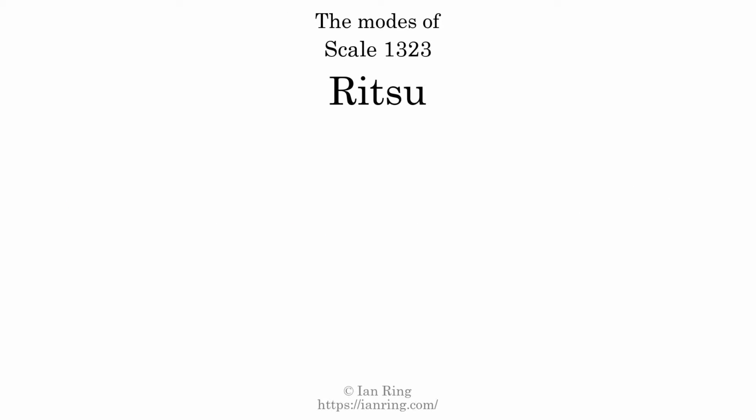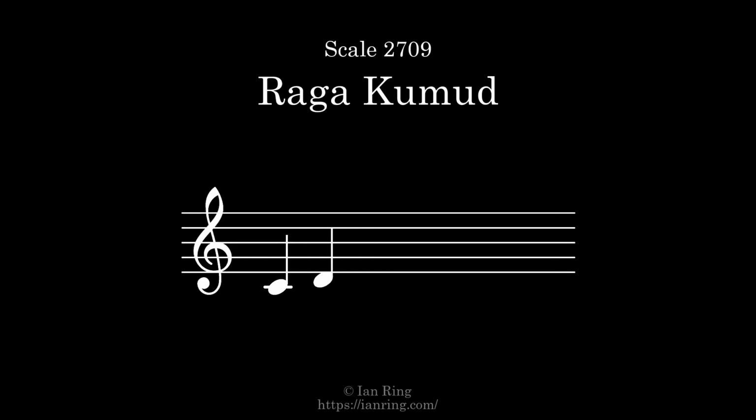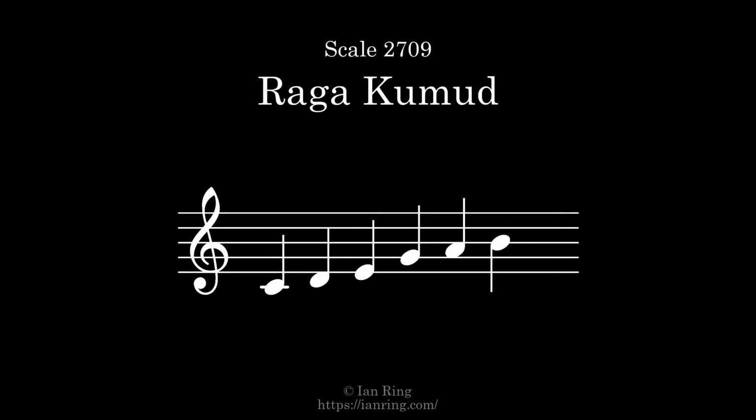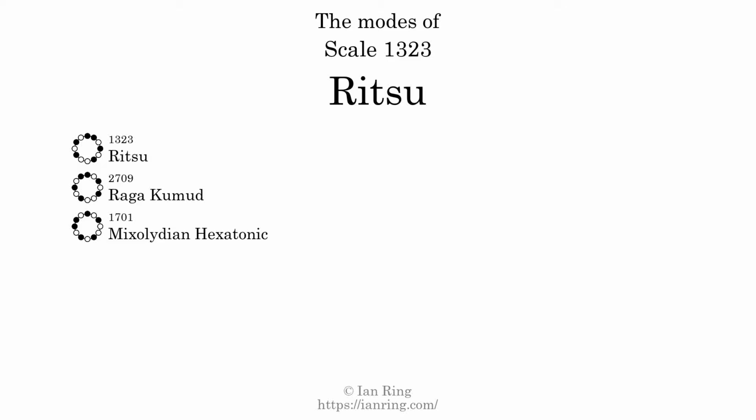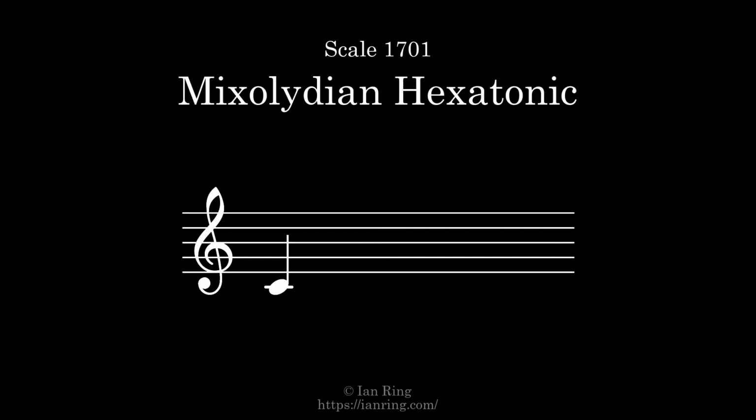This scale has 6 modes. The first mode is itself. The second mode is scale 2709, also known as Raga mode. It sounds like this. The third mode is scale 1701, also known as Maxillilian hexatonic. It sounds like this.